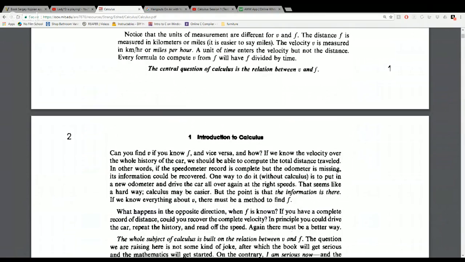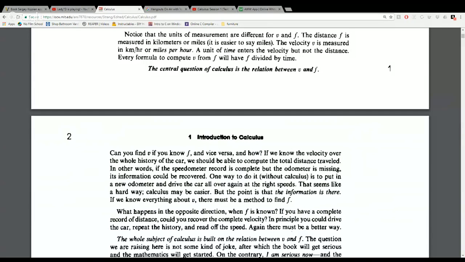Here is the first question. Can you find v if you know f? So if I tell you, we pause time right now, and I ask you, you've covered 30,000 miles. Can you tell me what your velocity is? And vice versa. If I tell you what your velocity is, maybe at each point in time, I tell you at time 0, at time 1, your velocity was this much. At time 2, your velocity was this much.